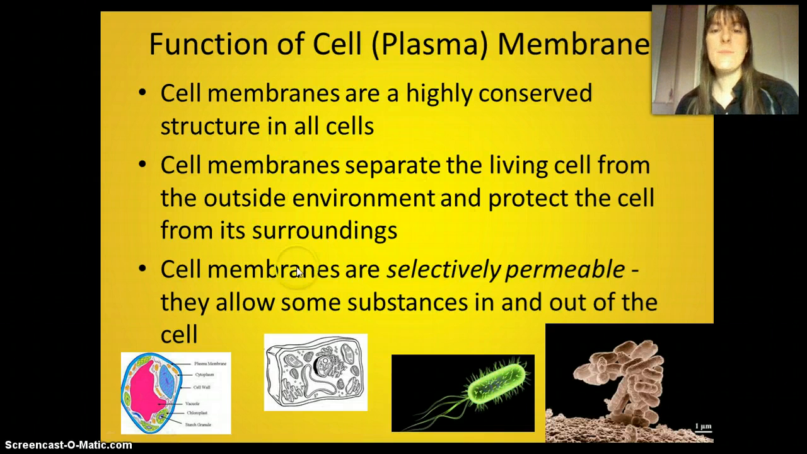For that reason, cell membranes are selectively permeable. Permeable means going in and out. So some substances can come in, some substances can go out, but not all of them can. So the primary role of the cellular membrane is allowing certain things in and certain things out, but not everything.